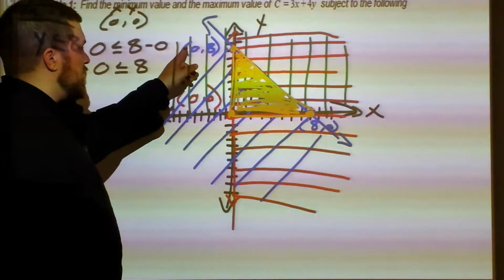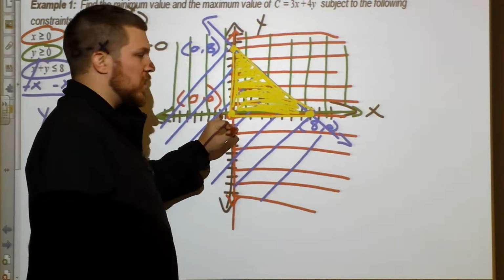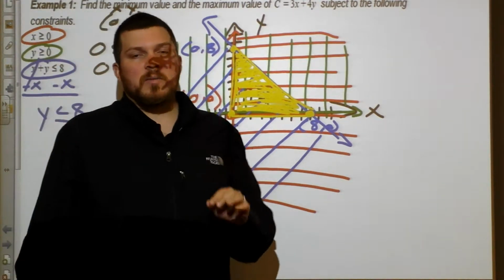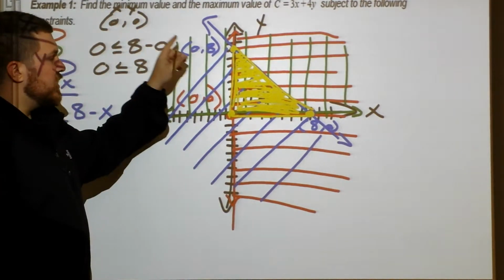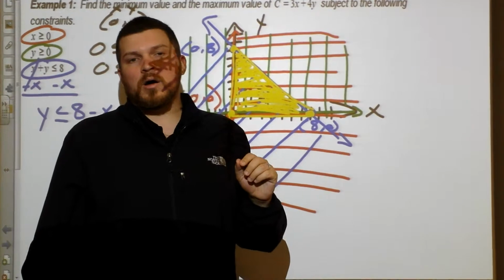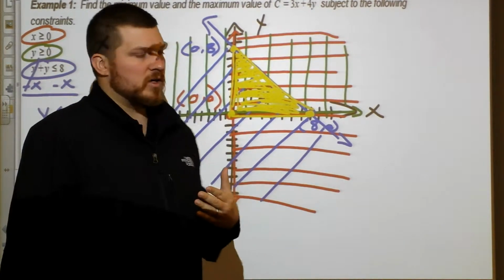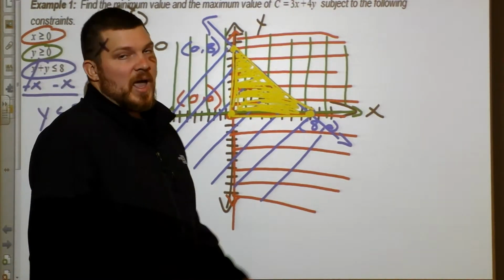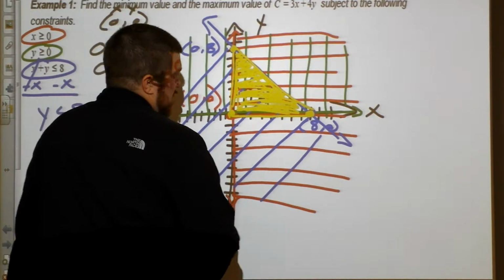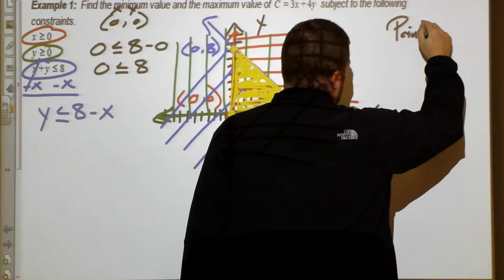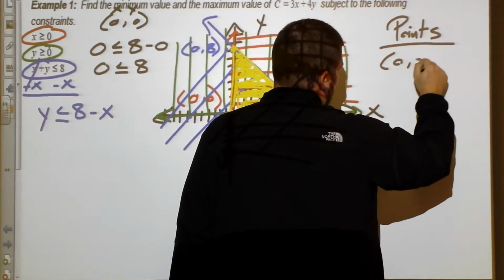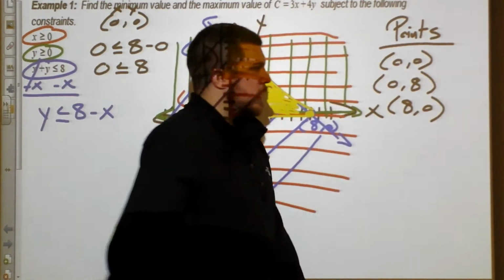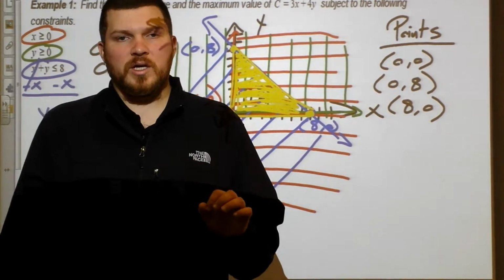Now, I very deliberately labeled my points where the intersection of the boundary lines were: (0, 0), (0, 8), and (8, 0). Because what we're now going to do is take these points and plug them into our function. That's called our objective function. That's what we want to maximize in this particular problem. Find our minimum and maximum values. So I like to list out my points just over here on the side. I have (0, 0), (0, 8), and (8, 0). Those are the points of intersection for my boundary lines of my feasible region.